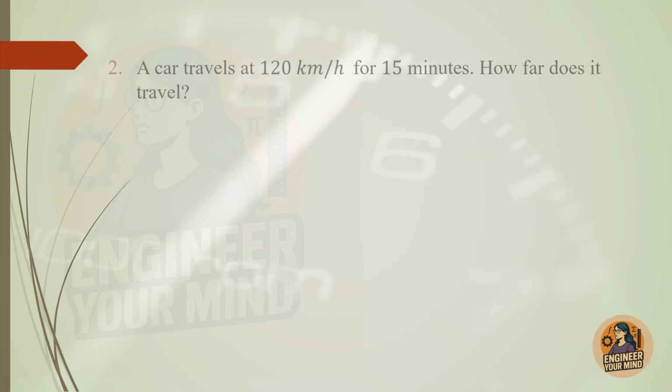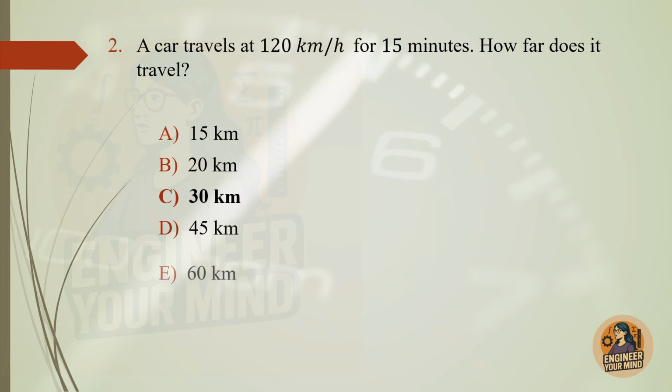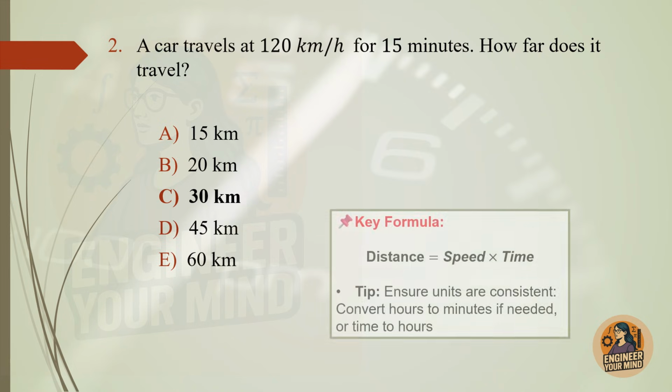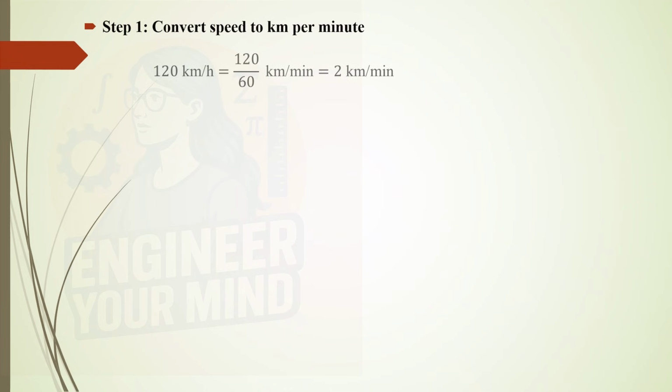Let's solve this physics question number 2 carefully. We are asked, a car travels at 120 kilometers per hour for 15 minutes. How far does it travel? Step 1. Convert speed into compatible units. The car's speed is given in kilometers per hour, but the time is given in minutes. To make the calculation easier, convert speed into kilometers per minute. 120 kilometers per hour divided by 60 minutes equals 2 kilometers per minute.